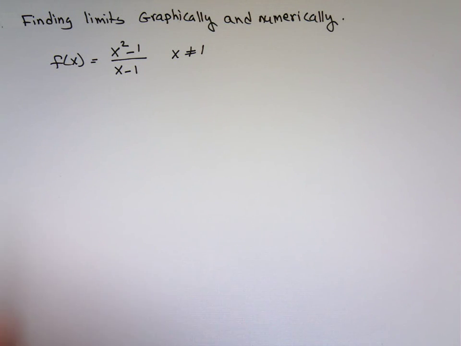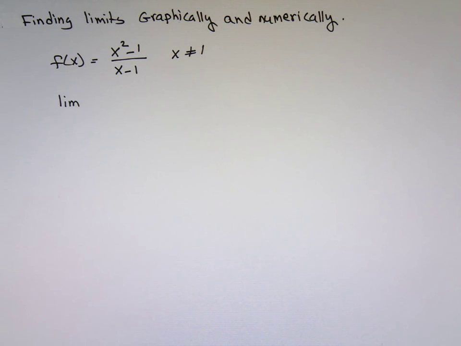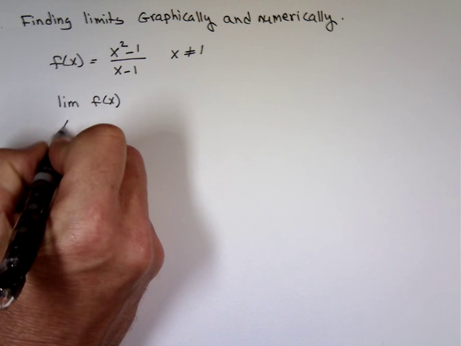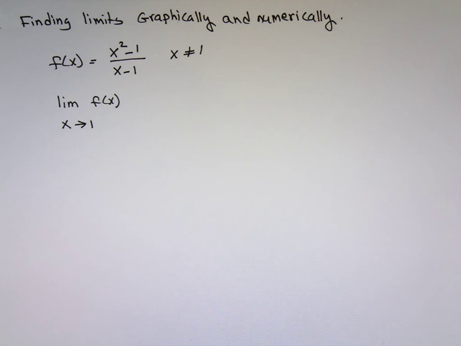So the question: can you tell me what the limit is? We write that lim, the abbreviation for limit. What's the limit of f of x as x approaches 1? What are we asking you? Where is the y value going as x approaches 1, as x gets close to 1? When you say gets close to 1, do you mean from the left side or the right side?